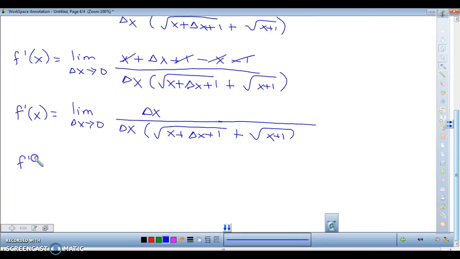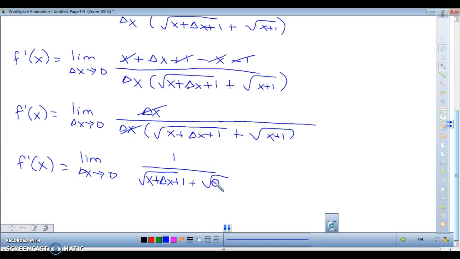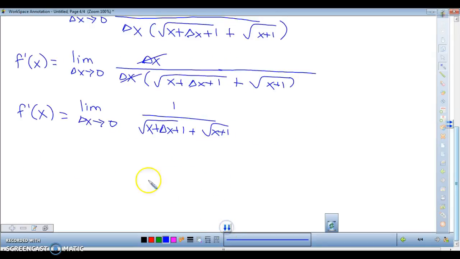Okay, so that leaves us here with this canceling out. So we have the limit as delta x approaches 0 of 1 over the square root of x plus delta x plus 1 plus the square root of x plus 1. Now we're going to take the limit by direct substitution, putting a 0 in the place of delta x here. When we put a 0 right there, that just leaves us with the square root of x plus 1 plus the square root of x plus 1.